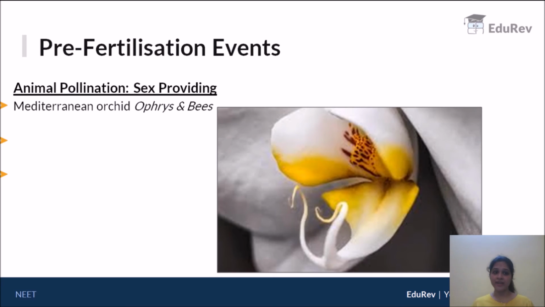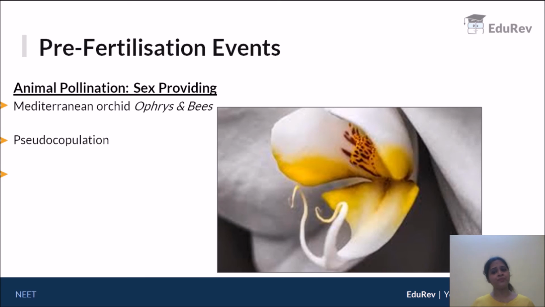The next, sex providing. Now the example of sex providing flowers is studied using the Mediterranean orchid, that is Ophrys, and bees. Now if you look at the figure of the Mediterranean orchid, you will find that some of the petals have got striations and have got colors that look like the bee. Actually, they resemble certain parts of a female bee. So a male bee tends to confuse these petals and think that these petals are the female, and therefore it approaches this particular flower and tries to copulate with these particular petals. But understand that this is not the female, so it is a form of pseudo copulation, false copulation.